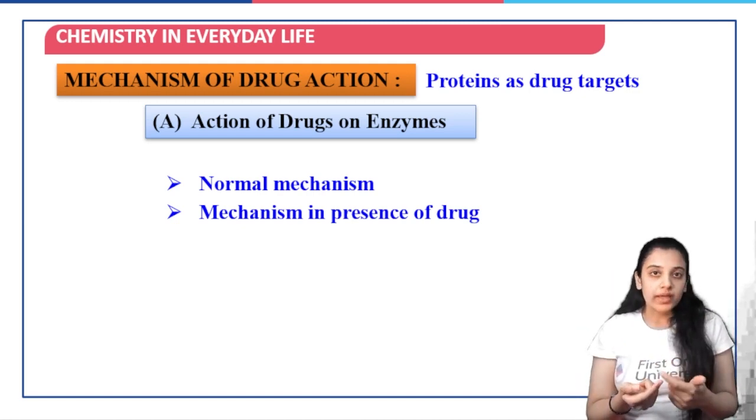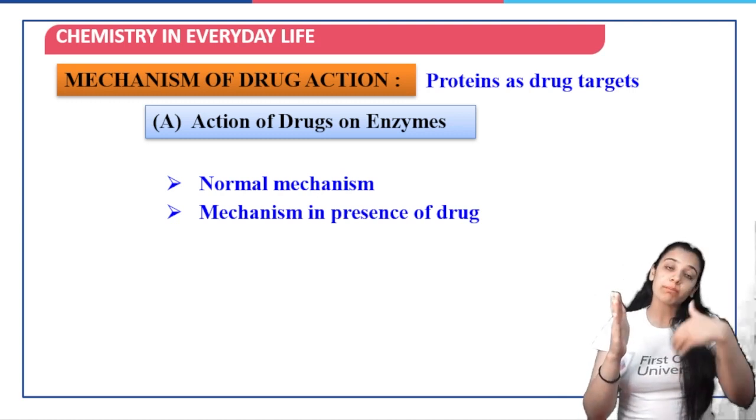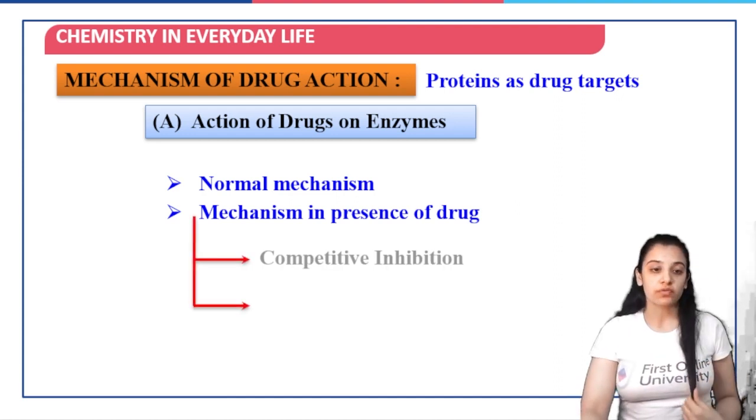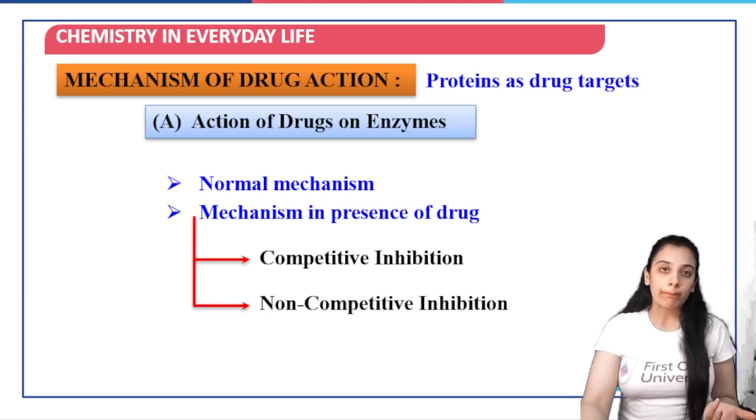metabolic processes of the virus, or in some cases it will go and bind to the receptor site on the enzyme so that the other substrate could not bind to it. So that's the mechanism in the presence of a drug. Now in the presence of a drug, it could either be competitive inhibition or non-competitive inhibition.